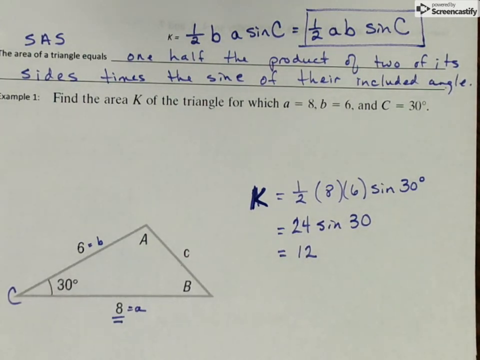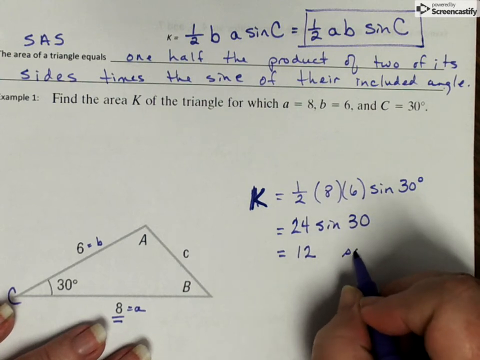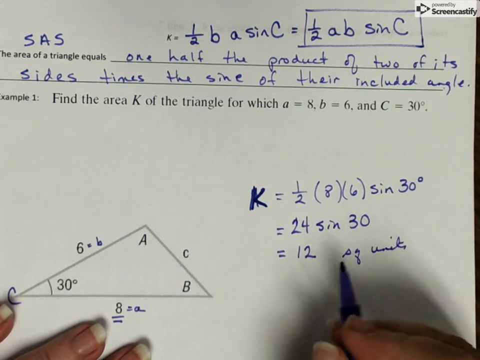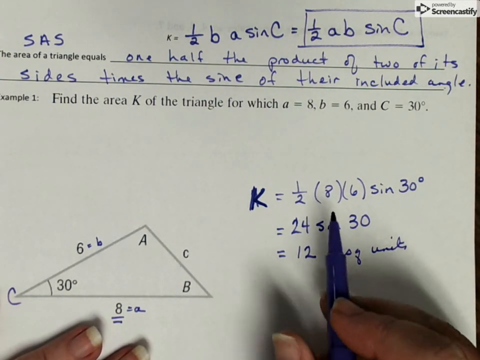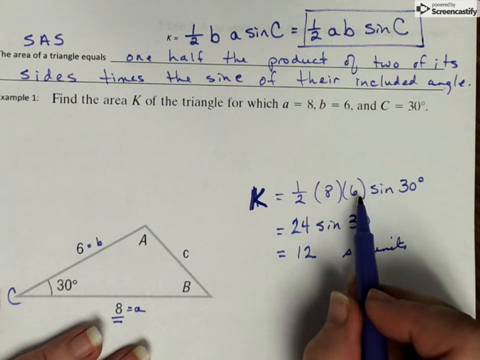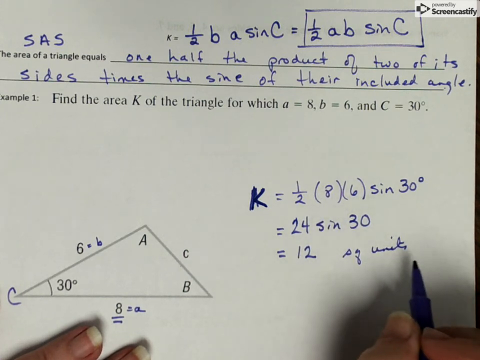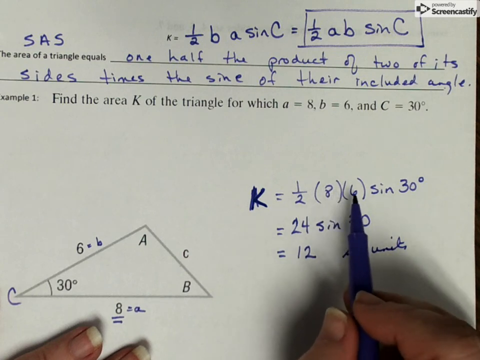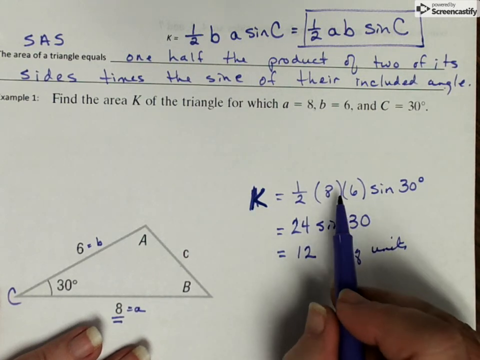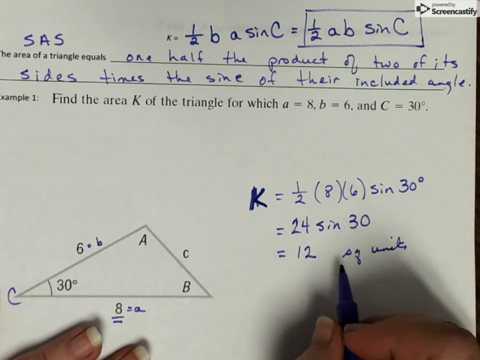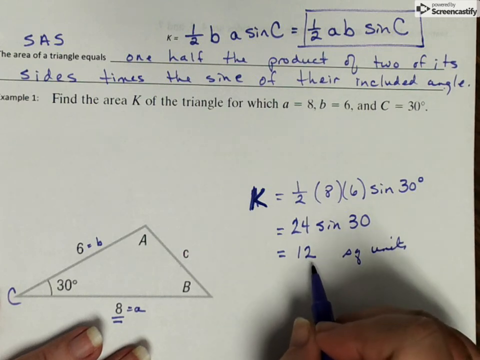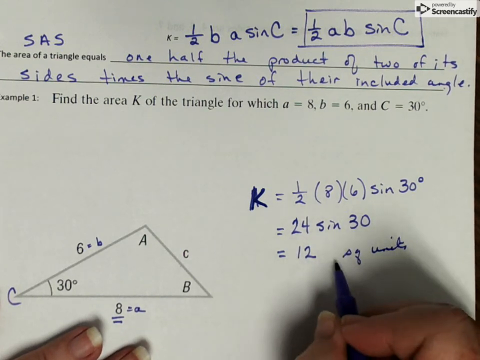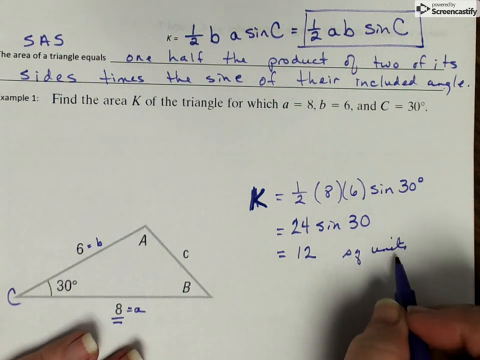But 12 what? This is 12 square units, because in the formula for area, if we have a unit like 8 centimeters times 6 centimeters, it would be centimeters squared. So if this was in feet, this would be feet squared. If this was in miles, this would be miles squared. But since we don't know the unit, we would just say that the area is 12 square units.